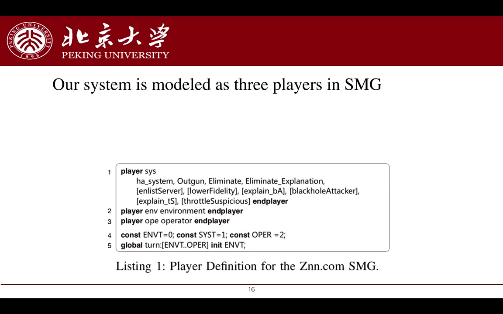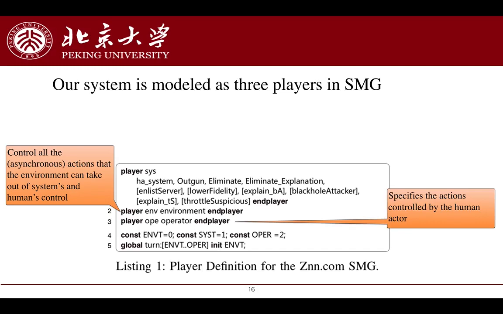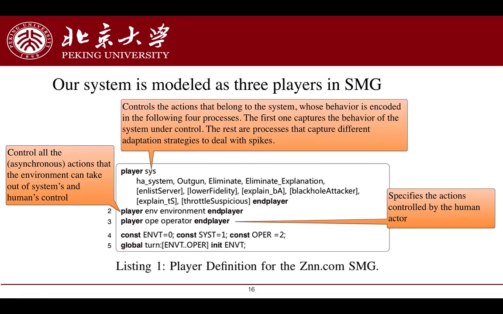Our system is modeled as a stochastic multiplayer game with 3 players, and here is the player definition. Player environment is in control of all the actions that the environment can take out of the system's and human's control, while player operator specifies the actions controlled by the human actor. Player system controls the actions that belong to the system, whose behavior is encoded in the following 4 processes.